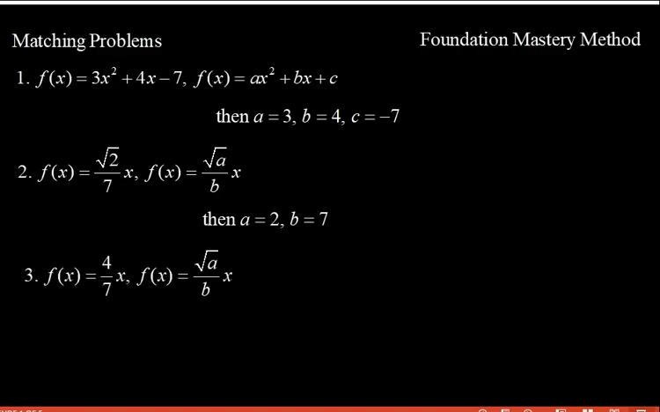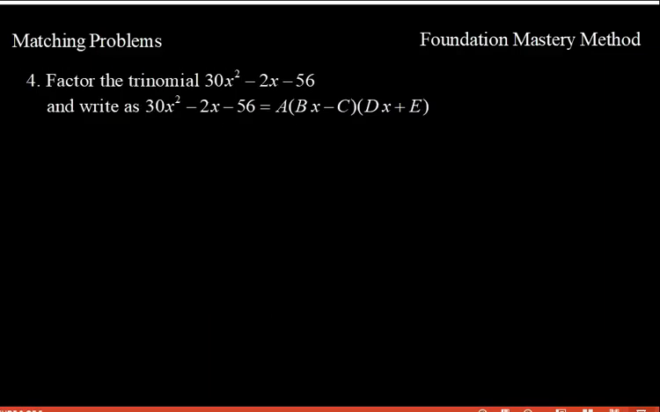Example 3. We have f of x equals 4 over 7x, and f of x is square root of a over bx. We need to compare with this. We don't see any square root in here. We need to bring a square root in here. If you want to compare, then you say square root of 16 will give you 4, because to match exactly, your a should be 16. You can see here a is 16, b is 7, because I'm writing 4 as square root of 16.